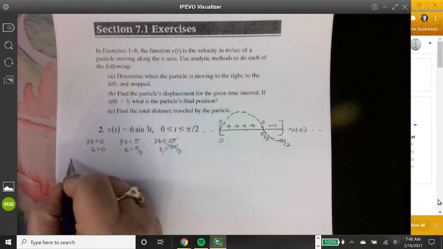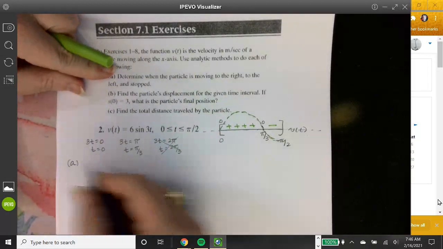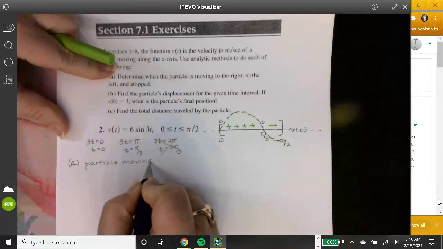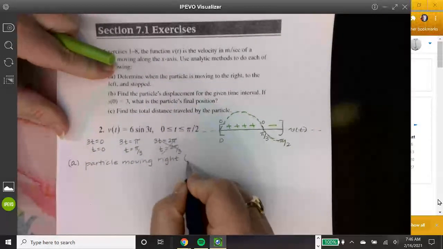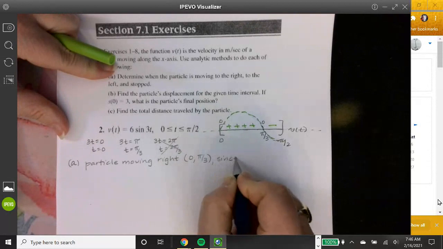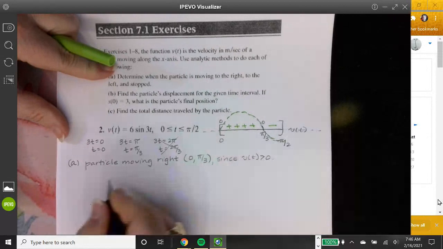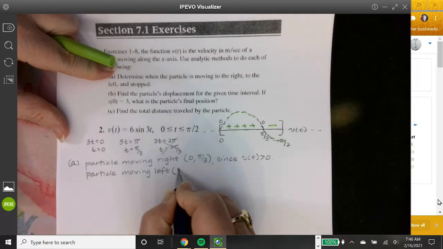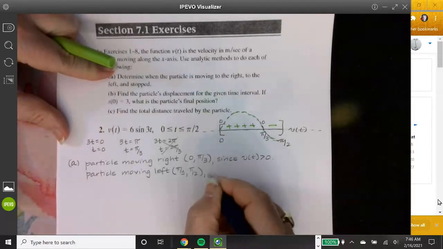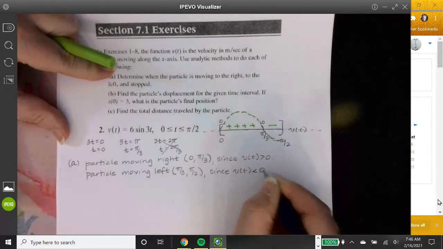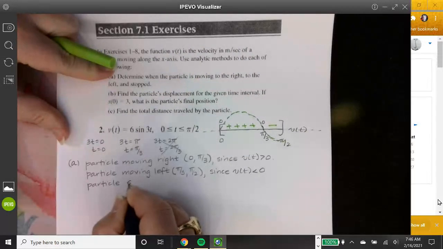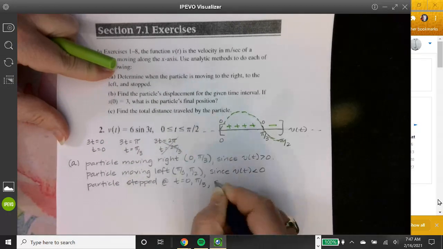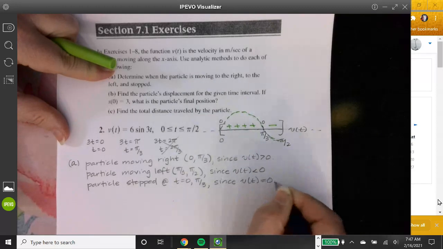All right, so for part A, it states, determine when the particle is moving to the right. Well, a particle is going to be moving to the right when the velocity is positive. So we can say particle moves right from 0 to pi over 3, since our justification is v of t is greater than 0. We can say the particle is moving left from pi over 3 to pi over 2, since v of t is less than 0, and the particle is stopped at t equals 0 and pi over 3, since v of t is equal to 0 at those locations, right?